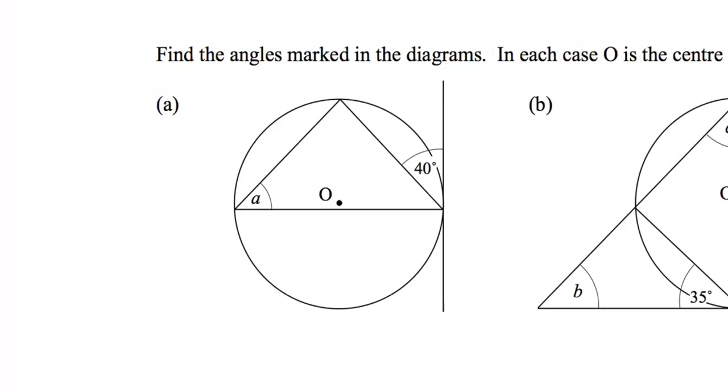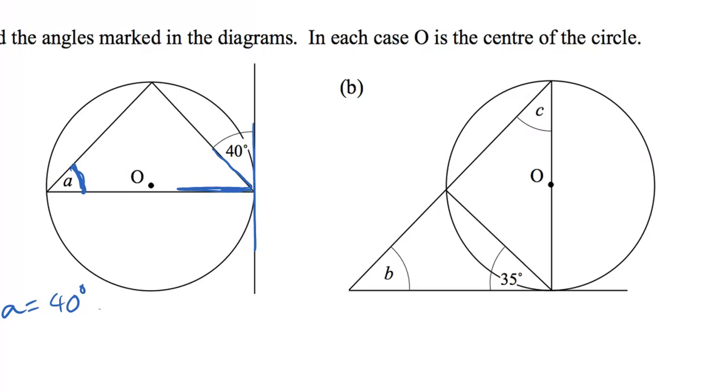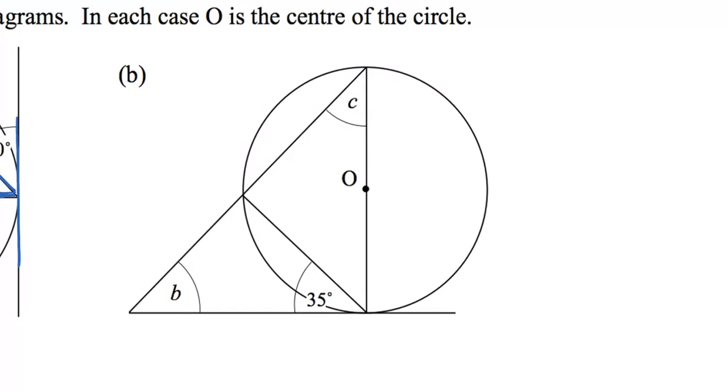So in this first example here, we've got the tangent, we've got the two lines. So that angle, that 40 degrees, is going to be the same thing as A. So A is 40 degrees. Let's take a look at a more complex scenario.